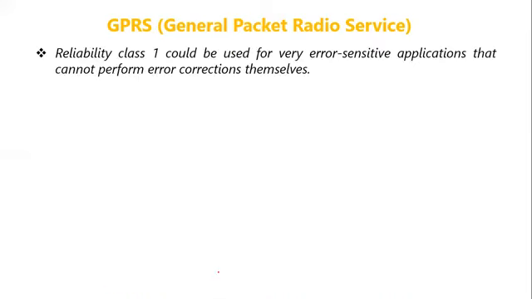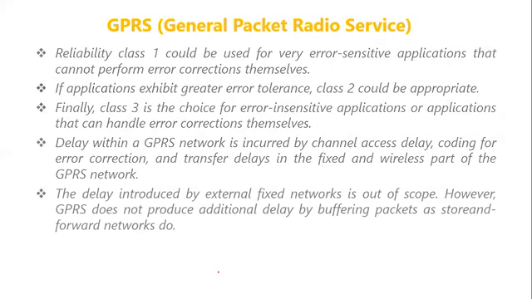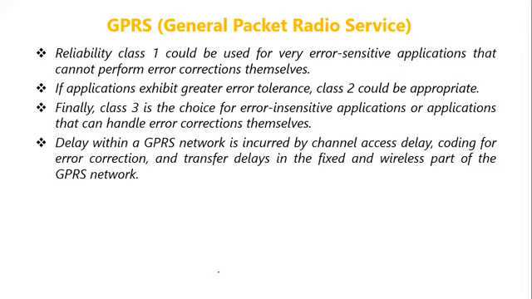Now let us discuss delay. We have discussed reliability so far, and now we are moving to another characteristic, which is delay. Delay within a GPRS network is incurred by the channel access delay, coding for error correction, and transfer delays in the fixed and wireless part of the GPRS network. So these are the reasons why delay can happen.